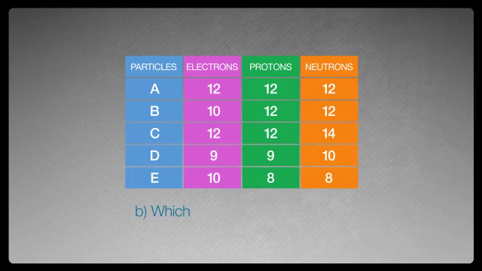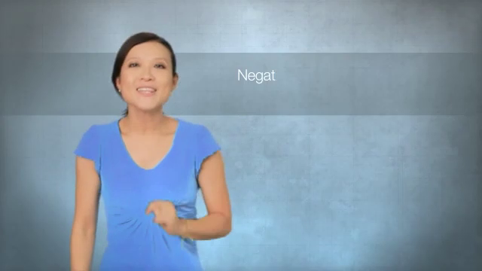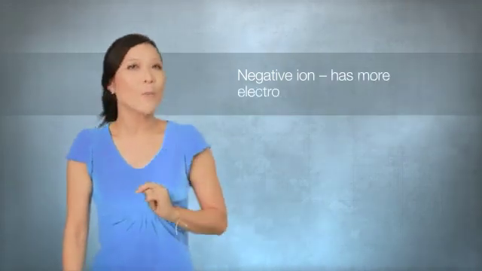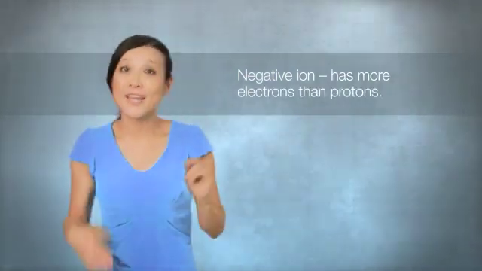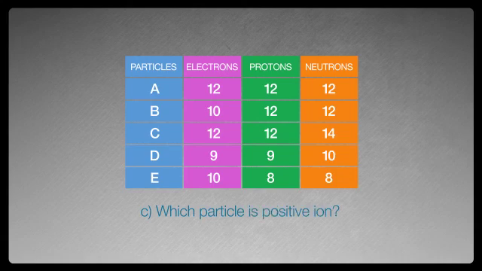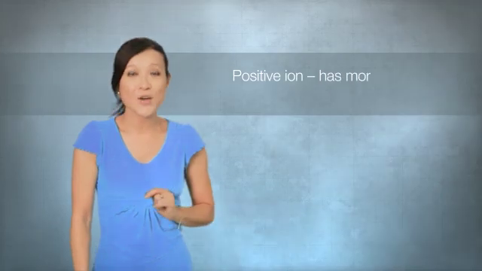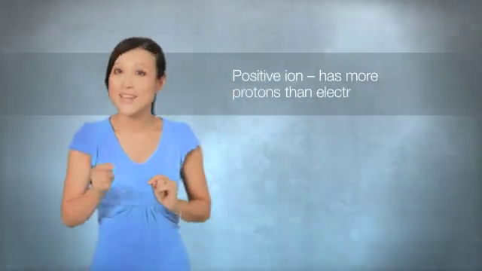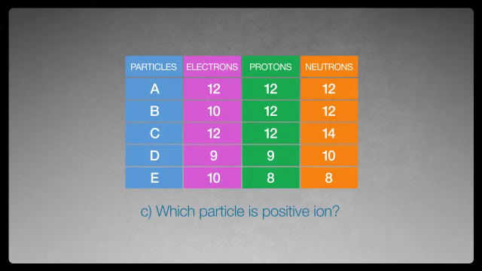Question B. Which particle is a negative ion? A particle is a negative ion when it has got more electrons than protons. It is negatively charged. This is particle E. Question C. Which particle is a positive ion? So the reverse must be true for a positive ion. It must have more protons than electrons. So the answer is particle B.